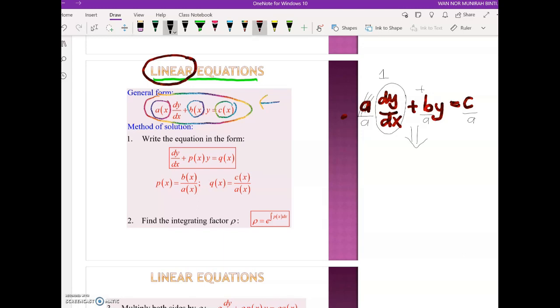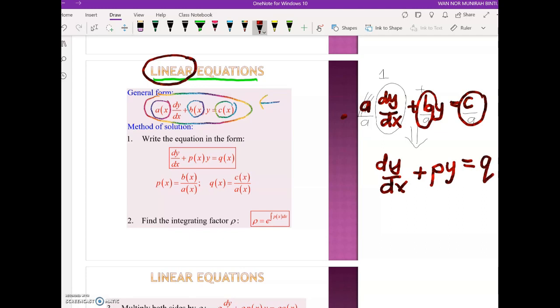This equation can be simplified in the form of dy dx plus b over a, which we call p, as a function of x or just a constant, times y equals c over a, which we can define as q. I just rename it as q, so that you have the specific form of the linear equation here.